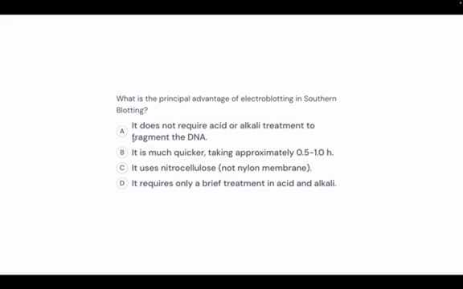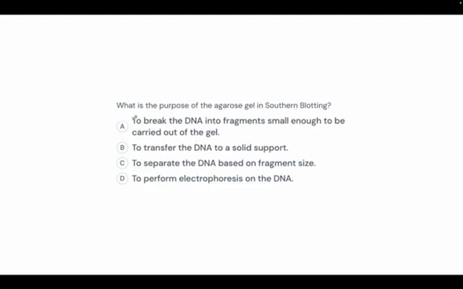What is the principal advantage of electroblotting in southern blotting? The principal advantage is that it is much quicker and does not require acid or alkali treatment to fragment the DNA. What is the purpose of the agarose gel? The purpose of the agarose gel is to separate the DNA based on fragment size.